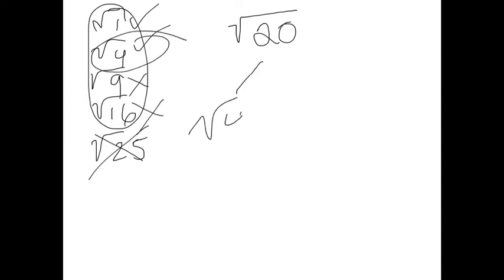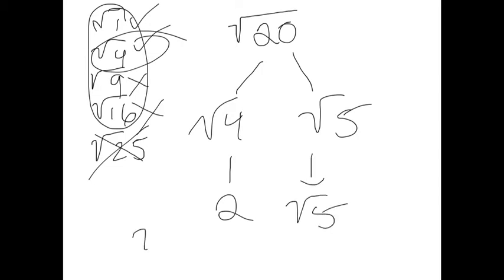So I say there's the square root of 4 and there's the square root of 5. The square root of 4 gives me 2. The square root of 5 gives me the square root of 5. So the square root of 20, or rad 20, equals 2 rad 5.